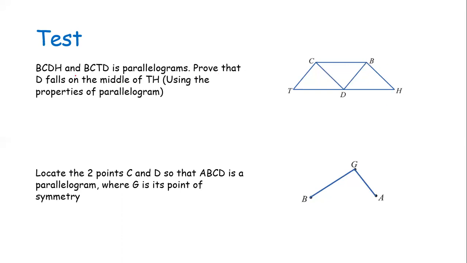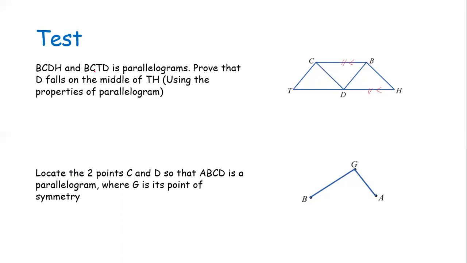So let's start with what we are given at the beginning. BCDH is a parallelogram. This means that BC is parallel to HD, and based on the properties that we have already learned, they also have equal lengths.